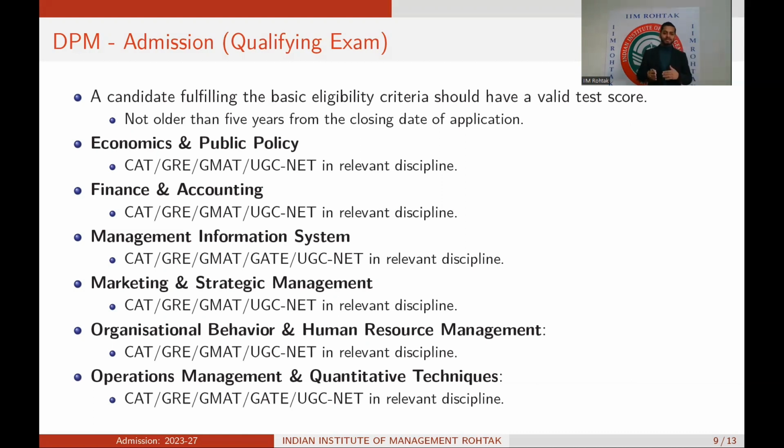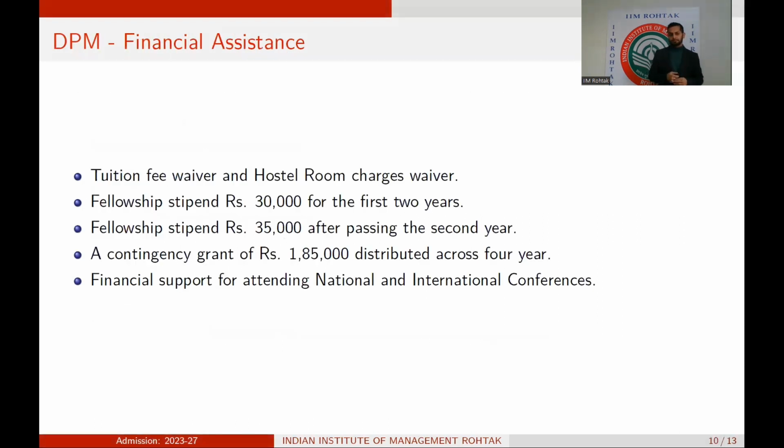In addition to that, there are some area-specific exams. For example, in management information systems and operations management, if you have GATE, that is also one of the qualifying exams. But some of the candidates do not have these qualifying exams, and based upon certain other criteria, we also have something called RAT, the Research Aptitude Test. Based upon the other qualifications, we take the RAT examination for those candidates who do not have these qualifying exams. So these are the standard exams, and after that the process begins, right?